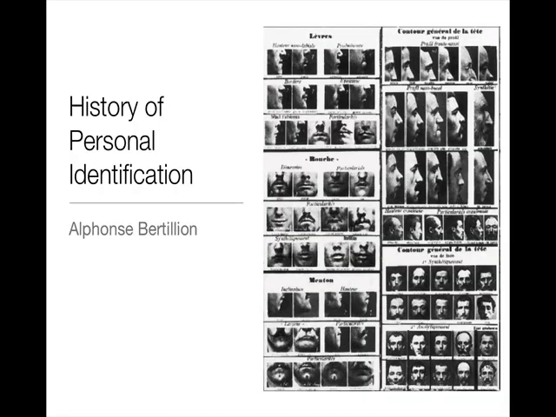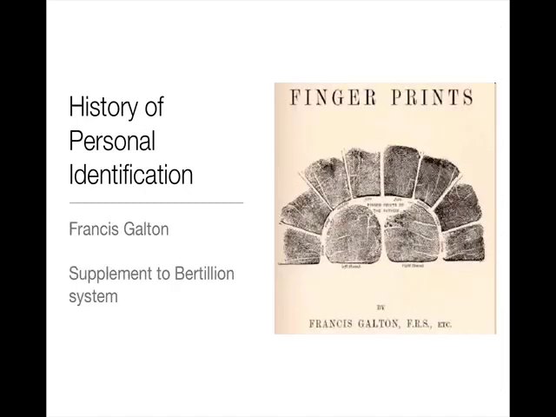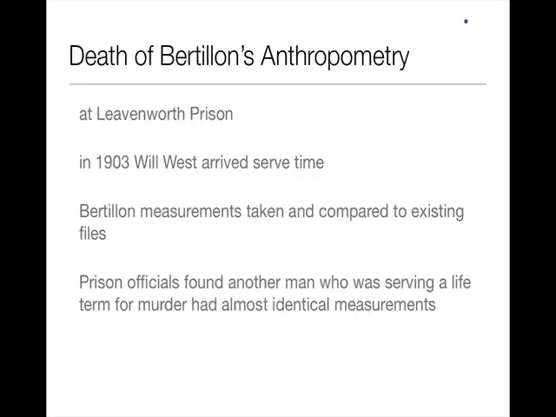Fingerprinting. The first systematic identification system was developed by Alphonse Bertillon. Francis Galton published fingerprints in 1892, and the British government used fingerprinting as a supplement to the Bertillon system. The death of Bertillon's anthropometry came at Leavenworth Prison.